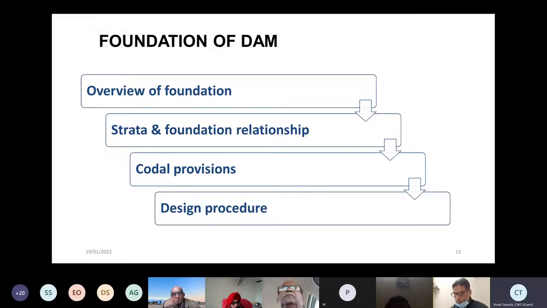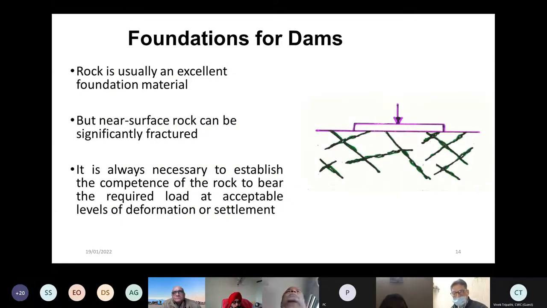Now we will go further by seeing an overview of the foundation, then its connection with the strata and the foundation relationship, then some codal provisions and design procedure based on the available foundation. Rocks are supposed to be excellent foundation material, but due to blasting or inherent fractures or fissures, we find weak zones in the foundation. So it is always necessary to establish the competence of the rock to bear the required load at an acceptable level of deformation or settlement.